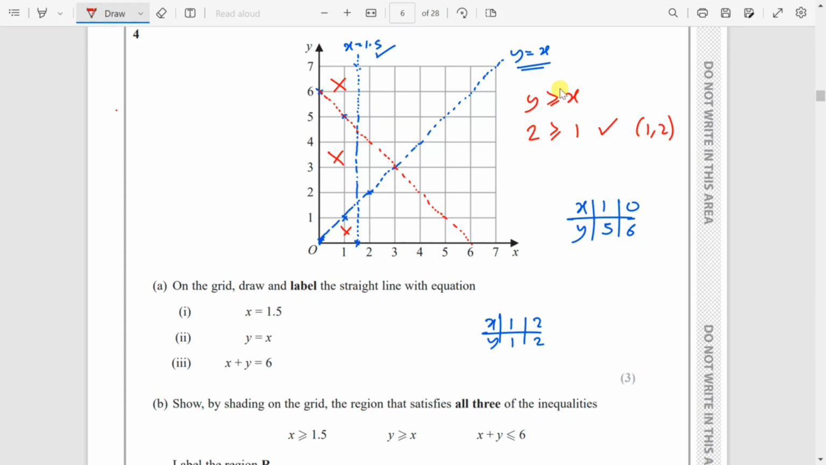This means that anything above here is true. That means anything below here is false. So below the diagonal line is false. So this means all of this region is false. Okay, so remember we're trying to reject it, and then finally we're going to shade in the one that's true.